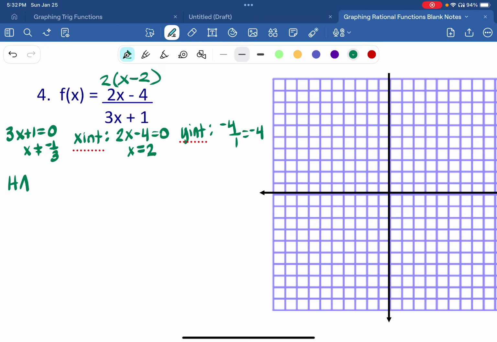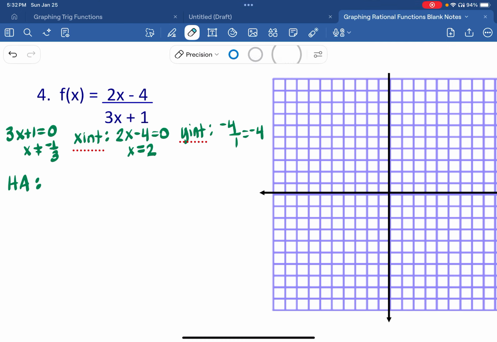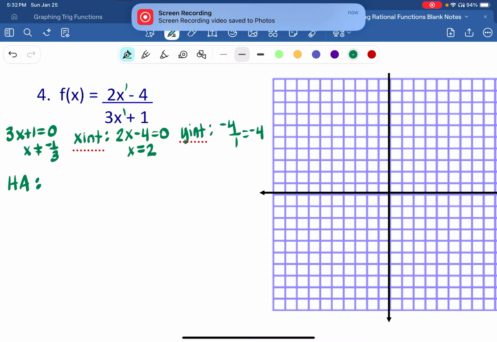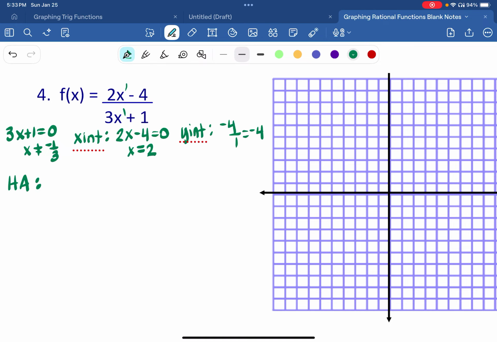Okay, horizontal asymptote. We're going to compare the degree of the numerator to the denominator. But I'm going to erase this because we don't really need that anymore. So the degree of the numerator is 1. The degree of the denominator is 1. And so they equal each other, so now we're going to have a ratio of leading coefficients. So 1 equals 1, ratio of leading coefficients, y equals.